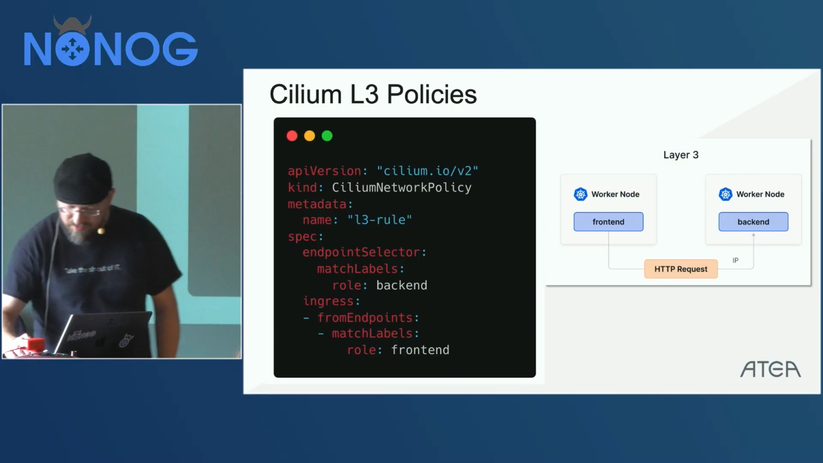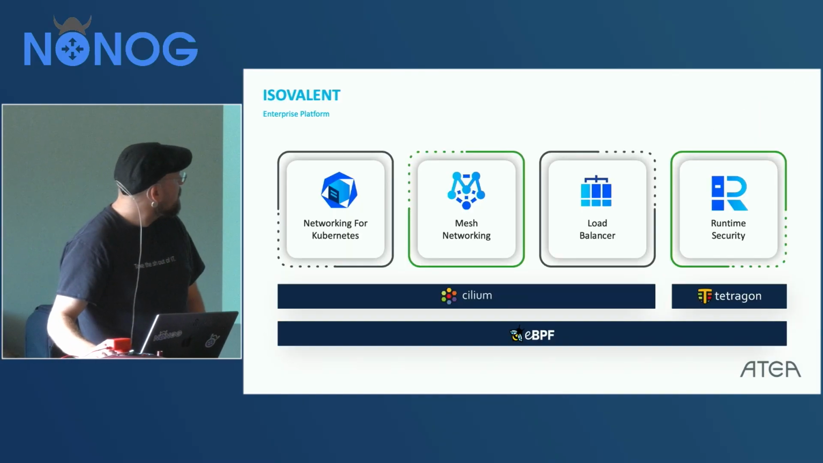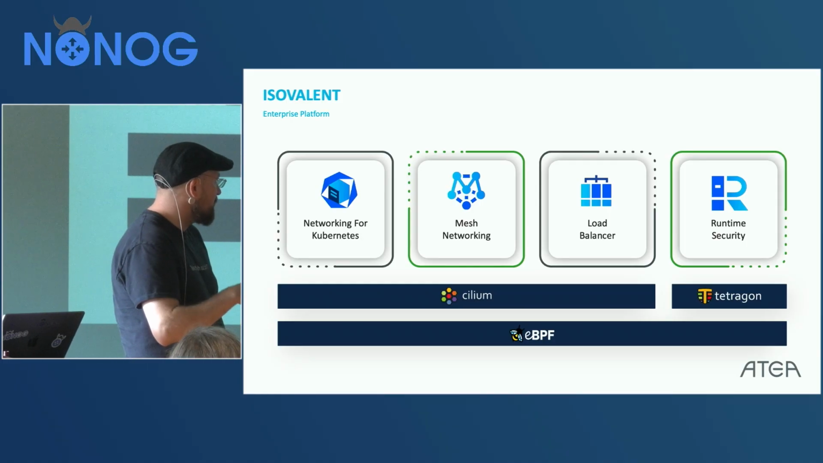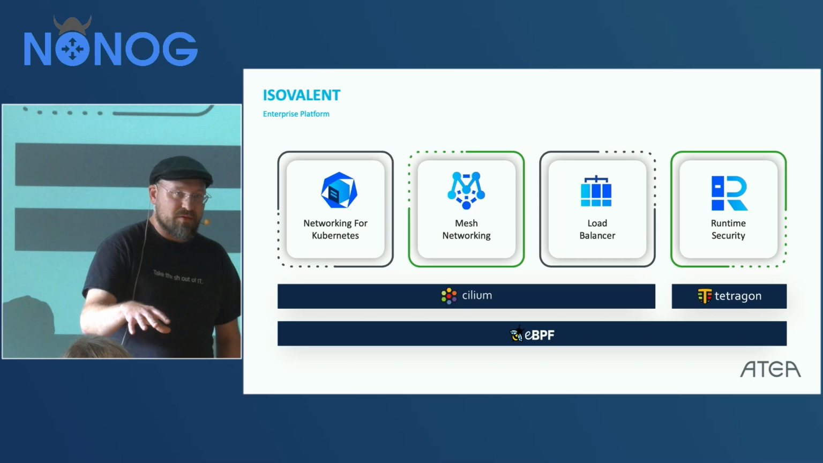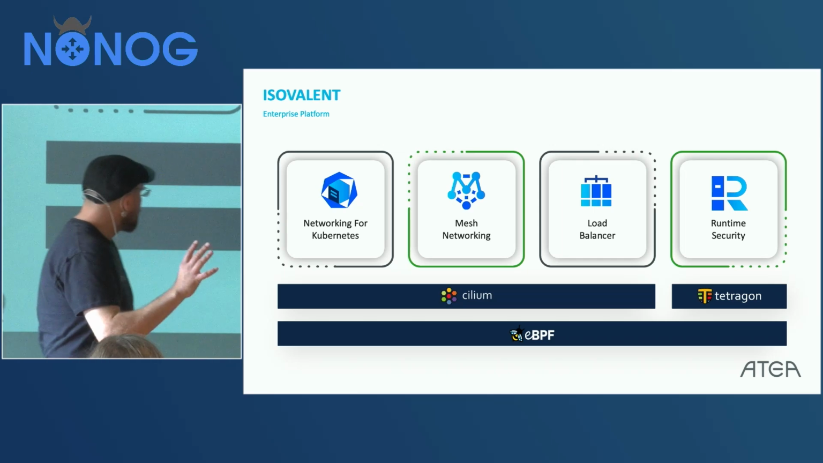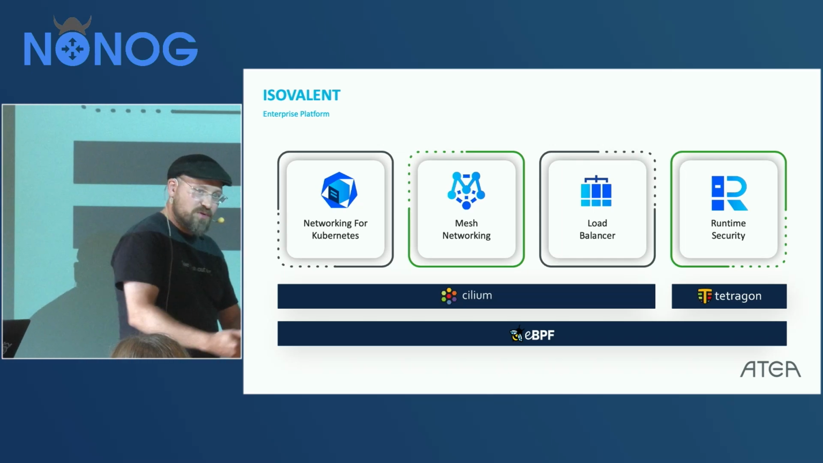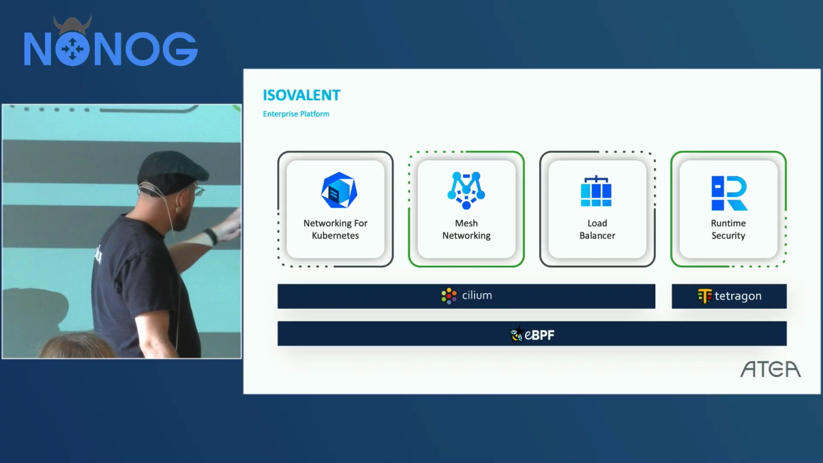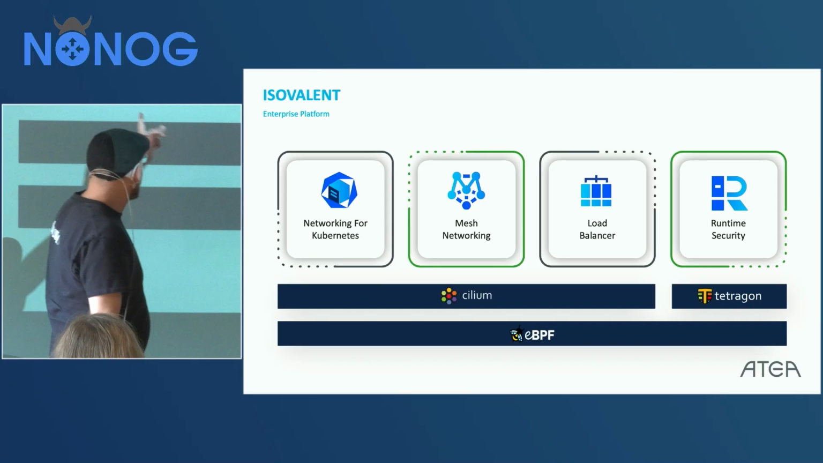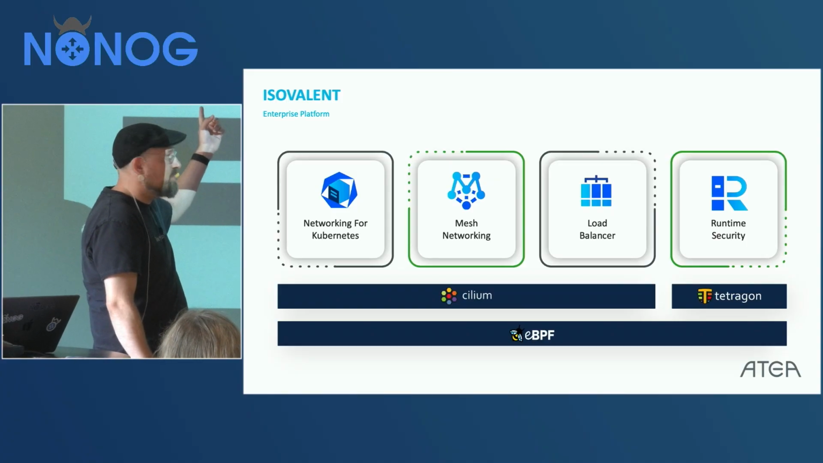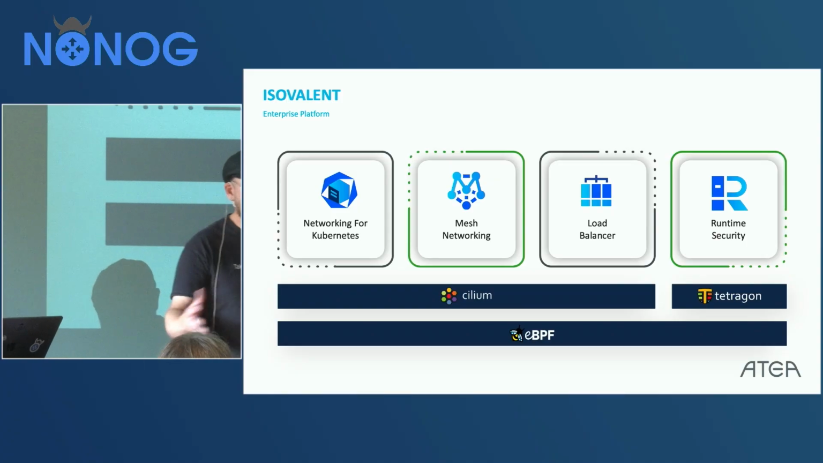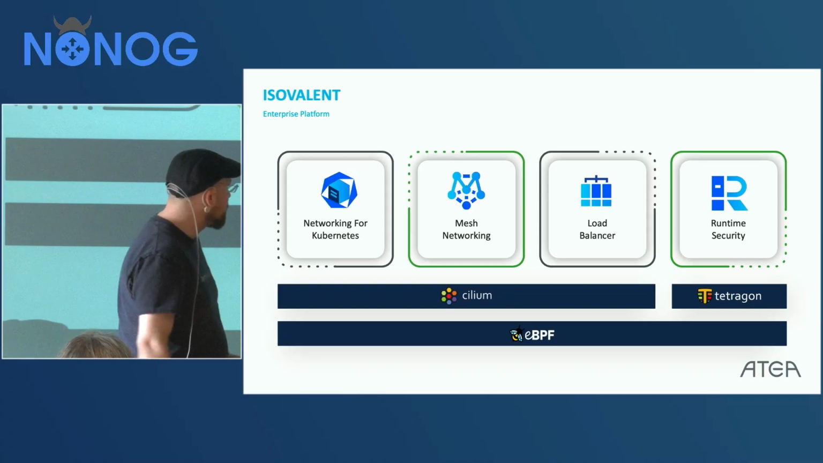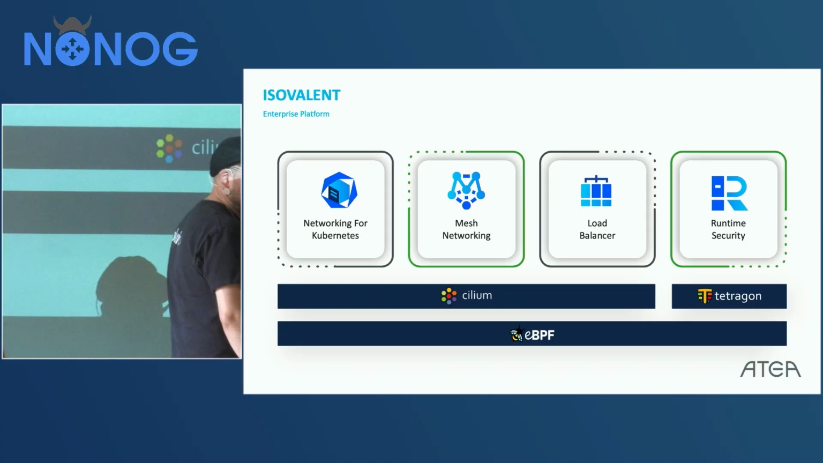Did I pass one here now? Yes. So this is basically how it looks in the Cilium package. You have eBPF running in the foundation, and then Cilium does a lot of the networking part when it comes to networking for Kubernetes, the mesh networking. So if you're going to mesh between the clouds, public cloud, private cloud, whatever. And they also do a load balancer.